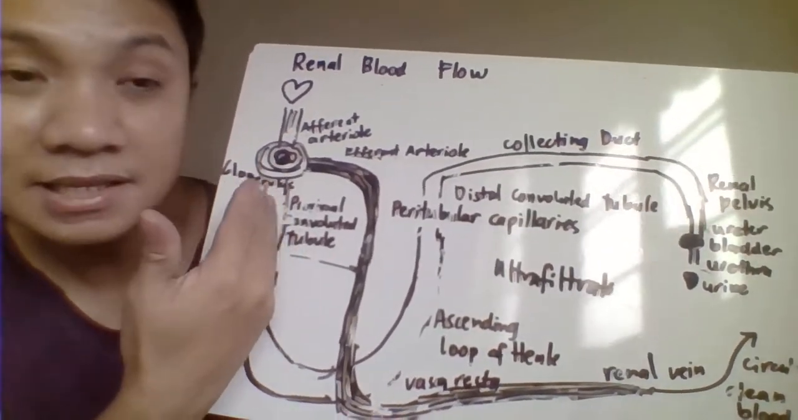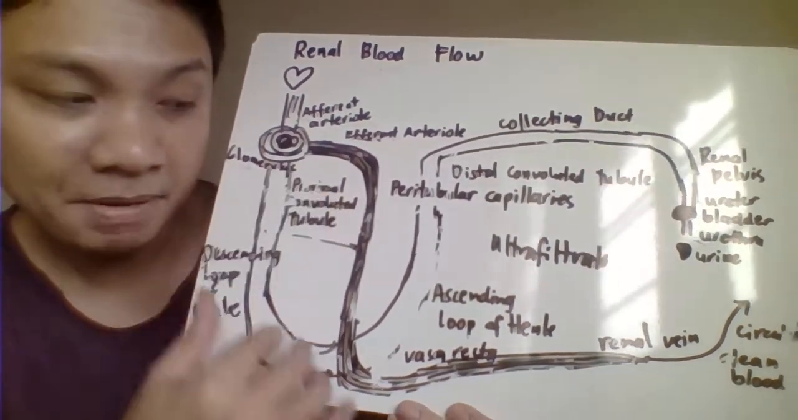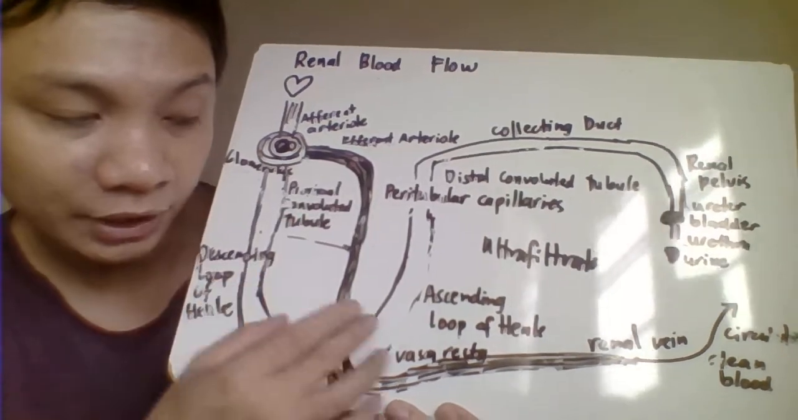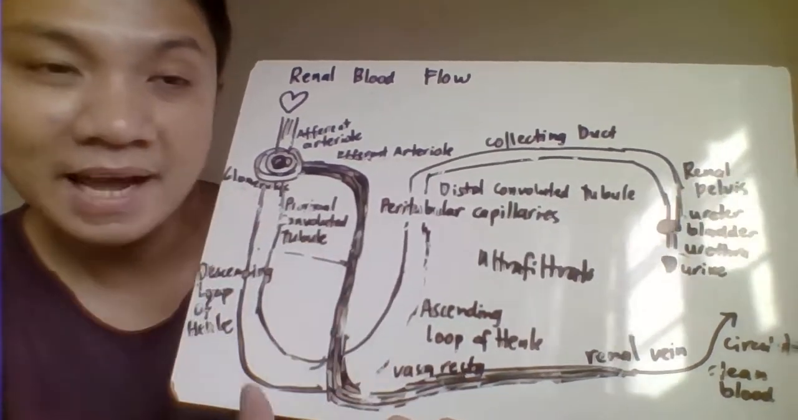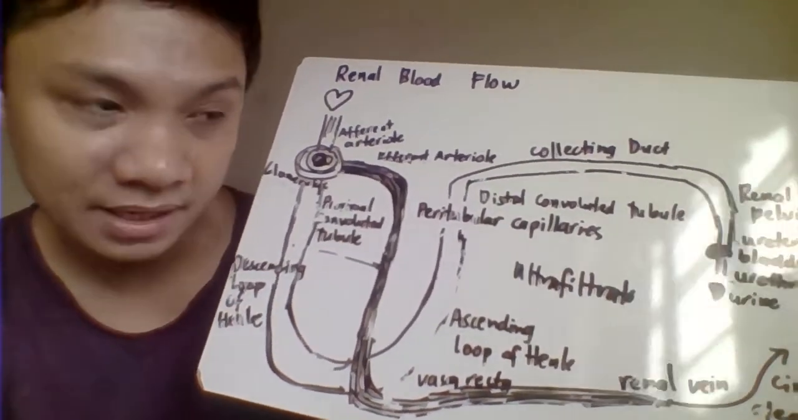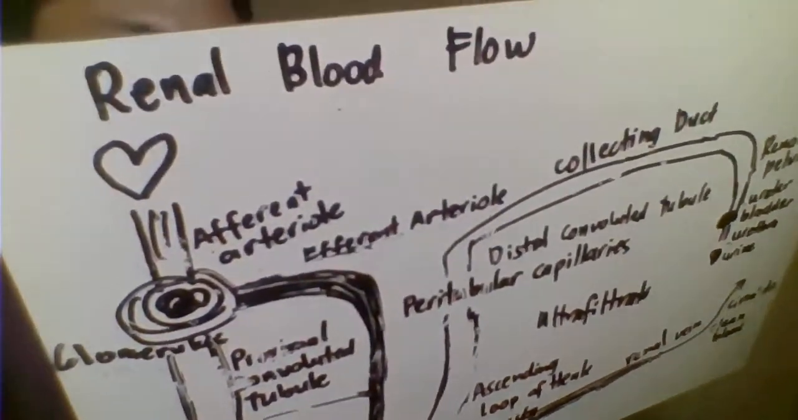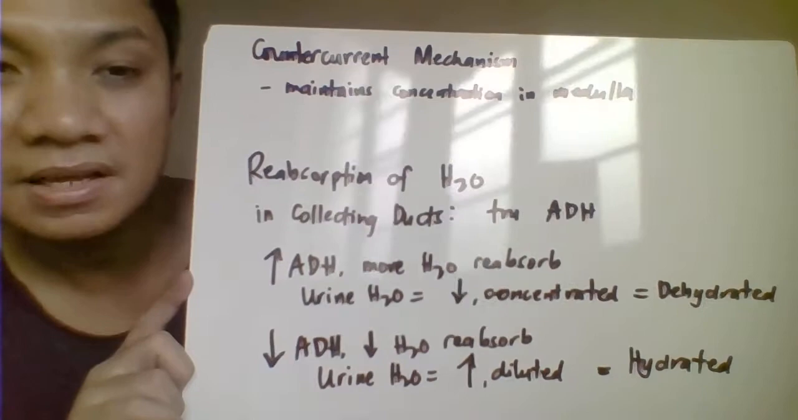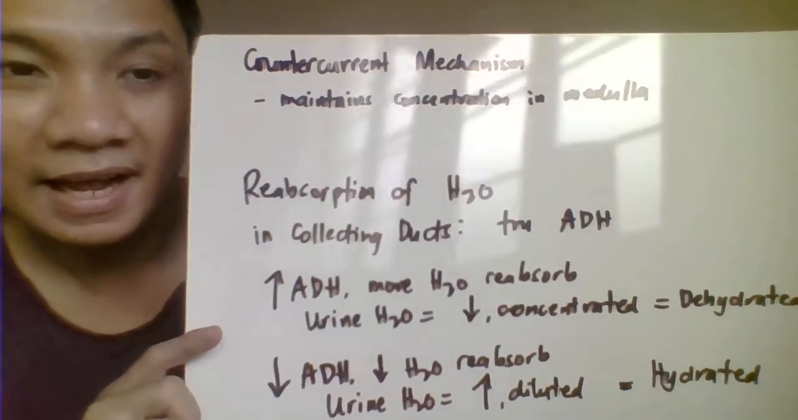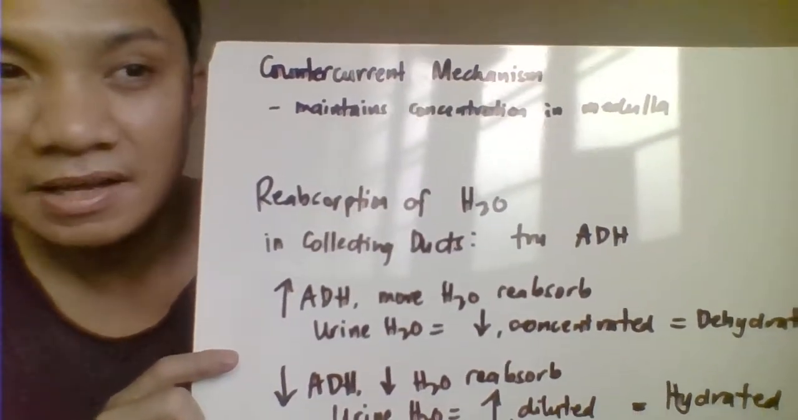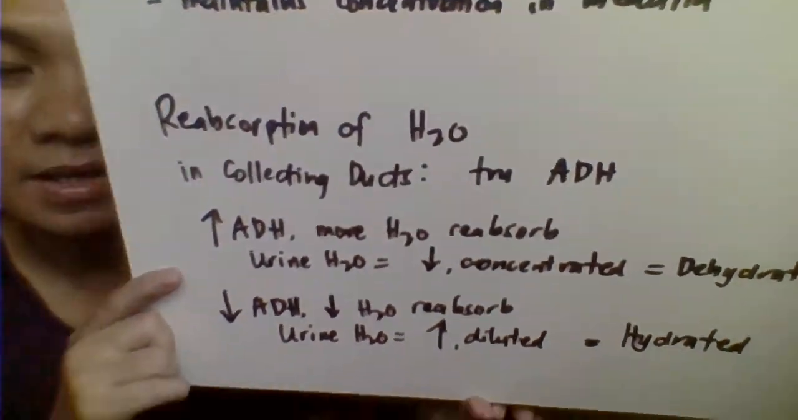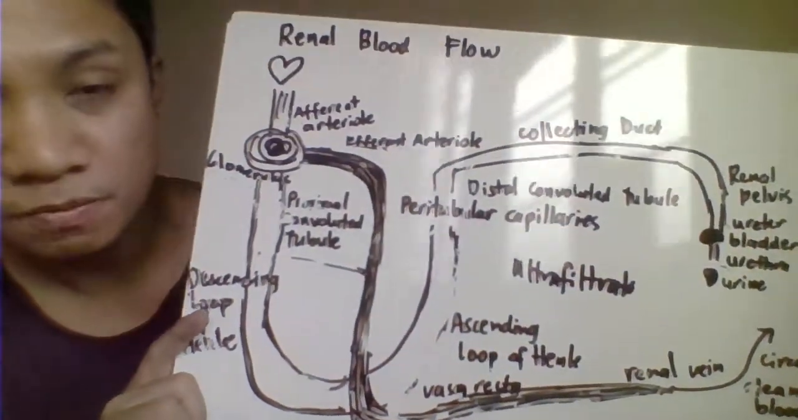May mga area dito na may reabsorption, may mga part na walang reabsorption. Dito may electrolyte, dito may water, dito walang water. That's to maintain the osmotic gradient. That's your counter-current mechanisms. Okay, the next one, we have here the reabsorption of the water. Again, the reabsorption of the water here basically is occurring in all parts of the renal tubules.